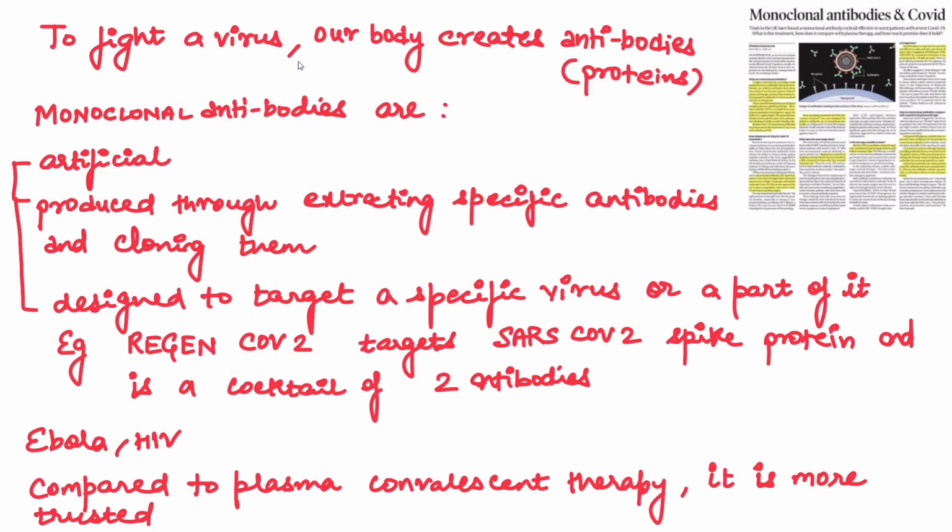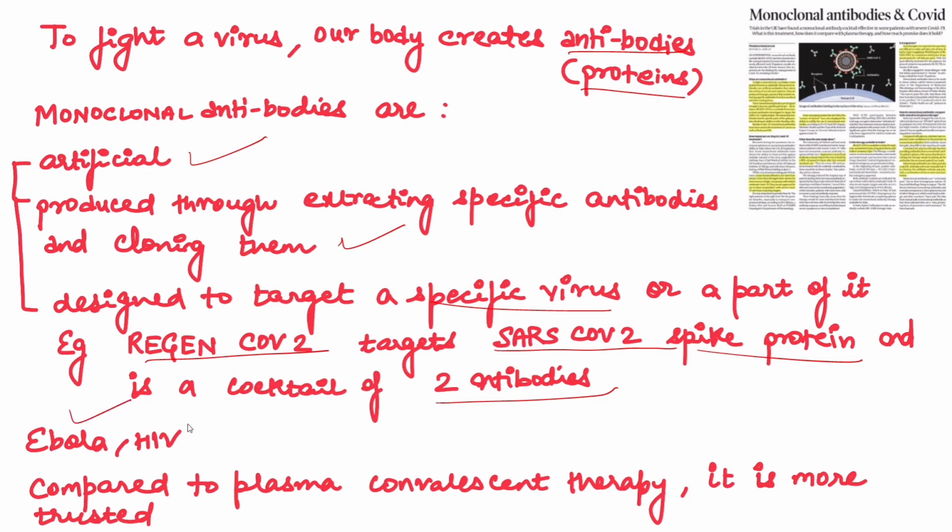So, to fight a virus, our body creates antibodies, which are proteins. Monoclonal antibodies are artificial. They are produced through extracting specific antibodies and cloning them. Monoclonal antibodies are designed to target a specific virus or a part of it. For example, REGN-COV2 targets the SARS-CoV-2 spike protein and is a cocktail of two antibodies. Monoclonal antibodies have been used in the treatment of Ebola and HIV previously. Compared to the plasma convalescent therapy, it is more trusted.